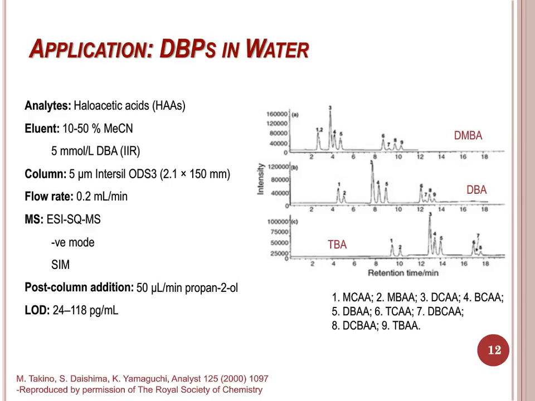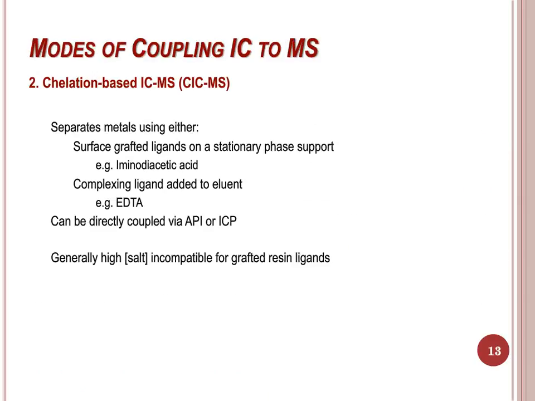This mode of IC uses surface-grafted ligands, such as aminodiacetic acid, on a stationary phase support, and has been applied mainly to the separation of metal ions. Chelation-based IC may also be performed by adding chelating ligands to the eluent to disrupt complex formation at the stationary phase, or electrostatic interactions when using an ion exchange resin to effect elution.